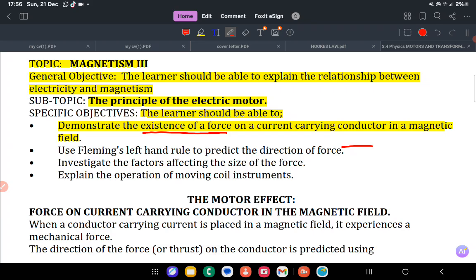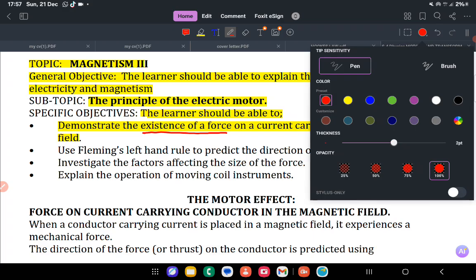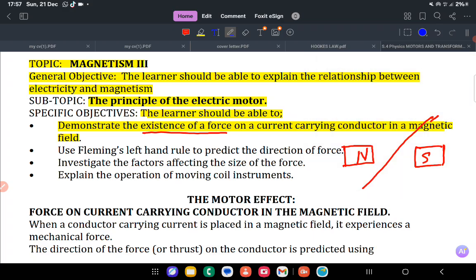Let's suppose that we have two magnets such that one end is north pole, the other end is south pole. Suppose we have a wire which is passed across the magnetic field. So between these two magnets, there's a field, a magnetic field.